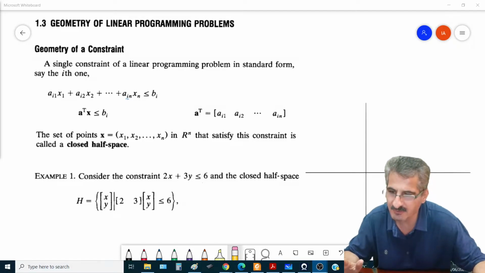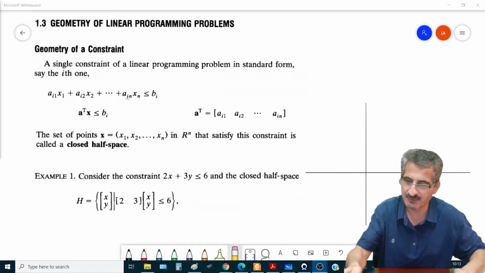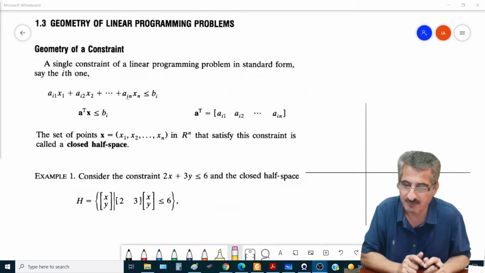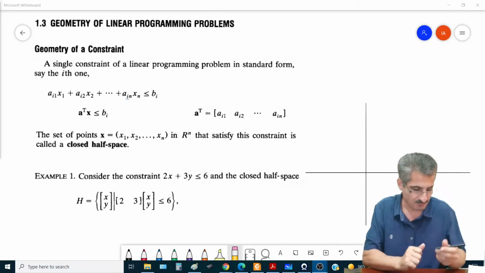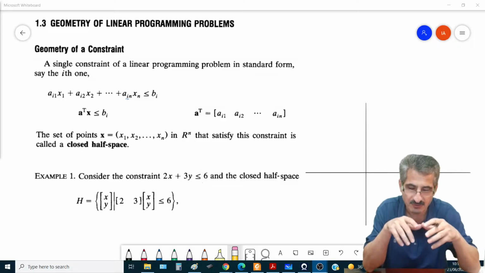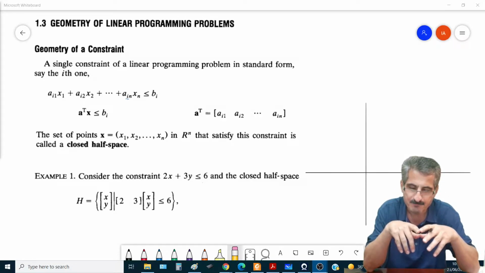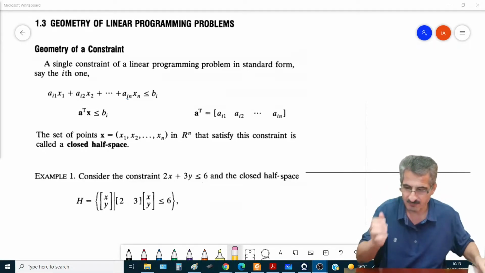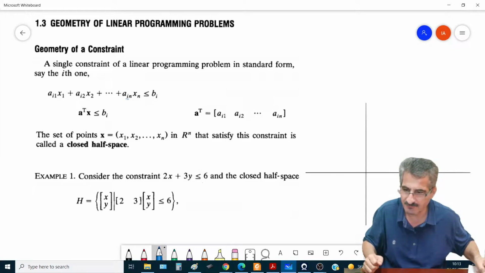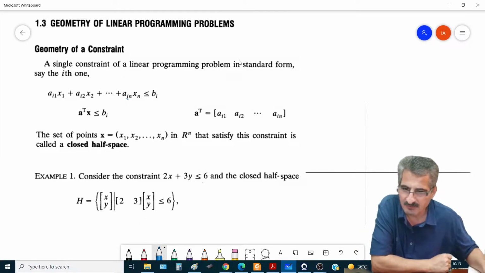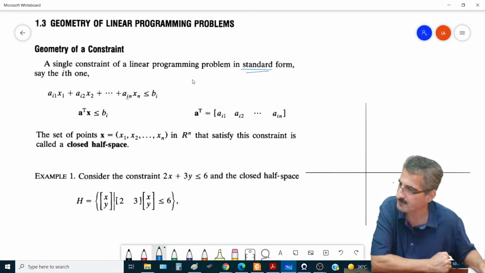Okay, محاضرتنا اليوم is about geometry of linear programming problems. Okay, so the geometry means we want to see in a geometric way, we want to graph the constraints, okay, and the objective function. We will see how we do that. What do I mean? Let us assume we have a standard form of a linear programming problem.